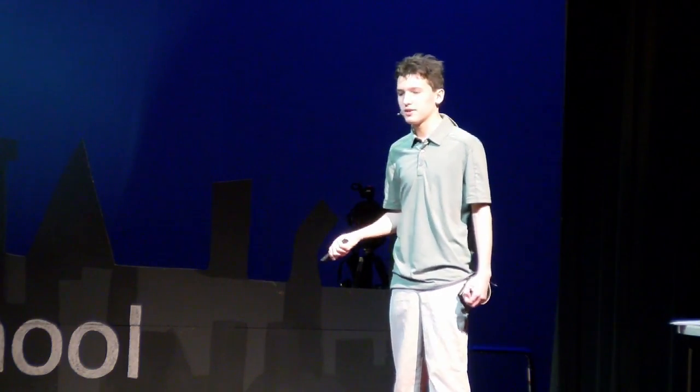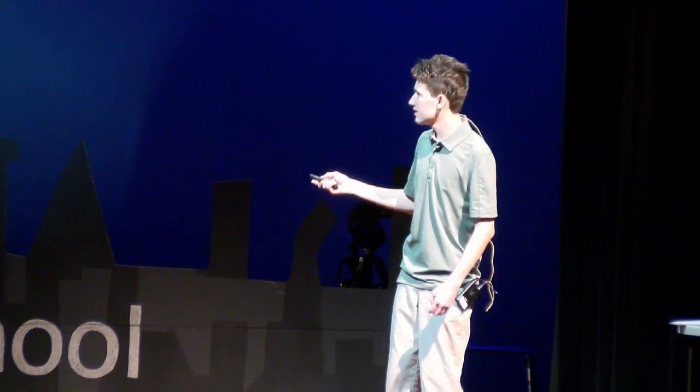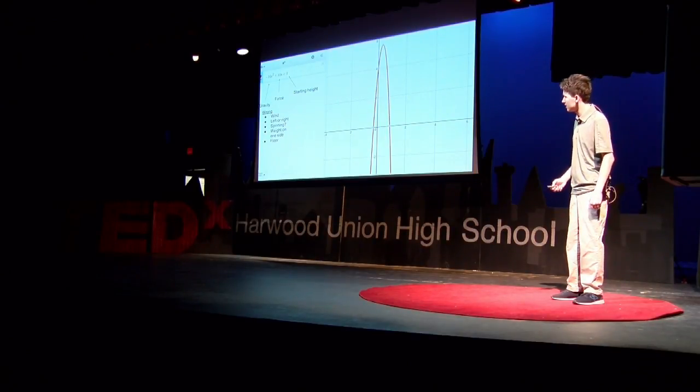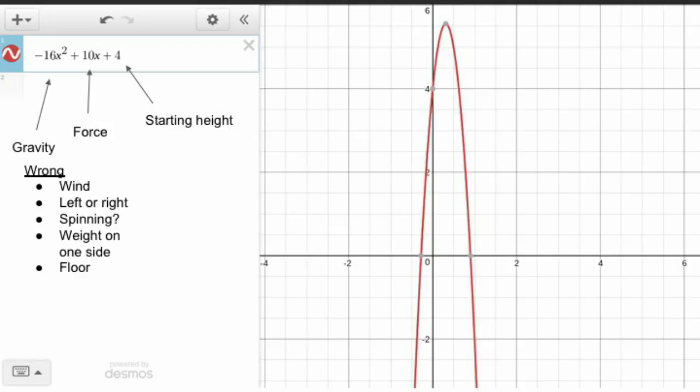And I got a third reason. So in math class, we're learning about parabolas, and this parabola mostly explains how throwing an object works. And each number can be explained. So -16 is gravity, 10 is the force, and 4 is the starting height. But then there's other factors.